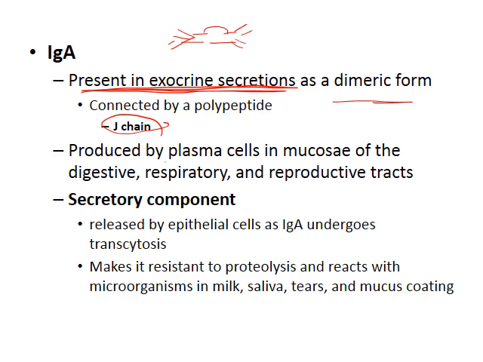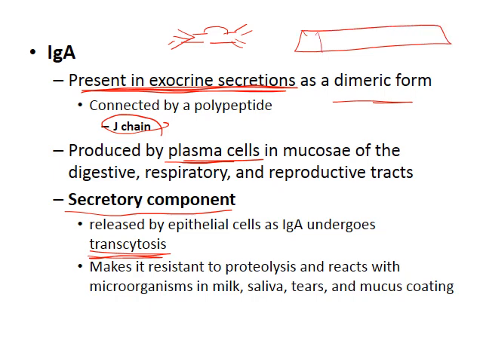Now these are produced by plasma cells in those areas, and it includes a secretory component, so that once it's released by epithelial cells, it's going to undergo transcytosis. So remember, if you have a group of epithelial cells, transcytosis means it's going to go through the cell and out the other side. And it's also going to assist in making it resistant to any sort of proteolysis and react with any microorganisms in those areas.